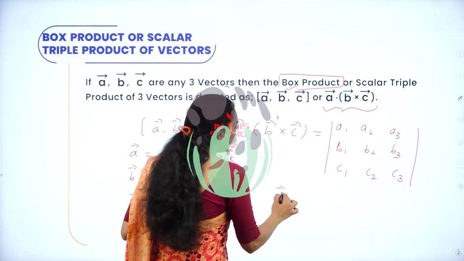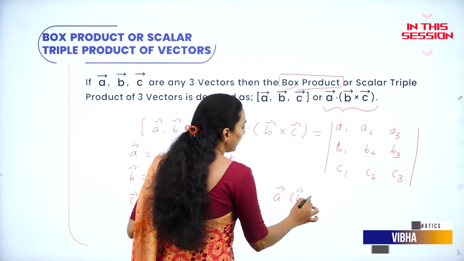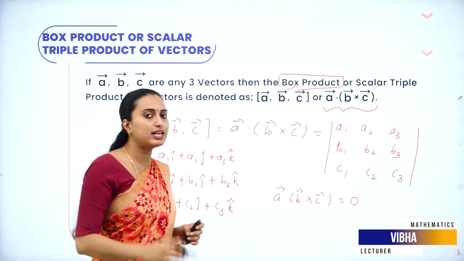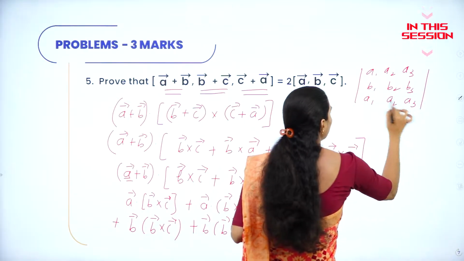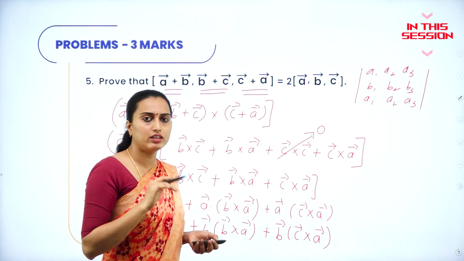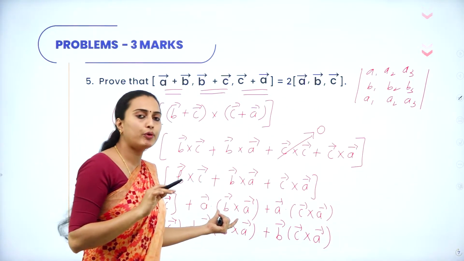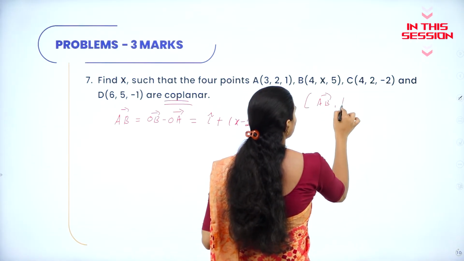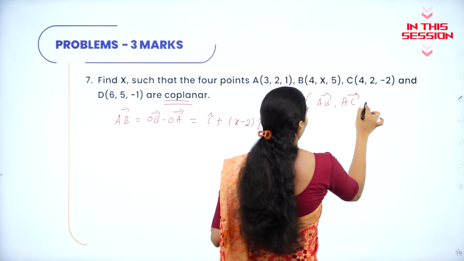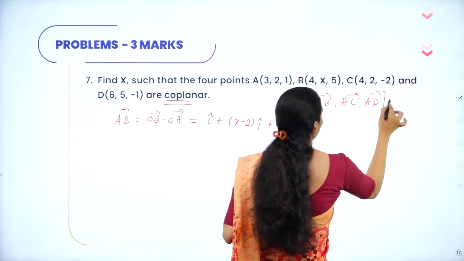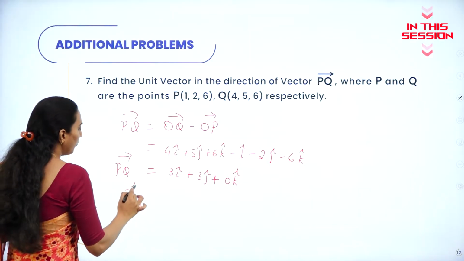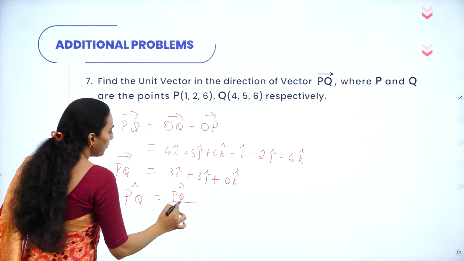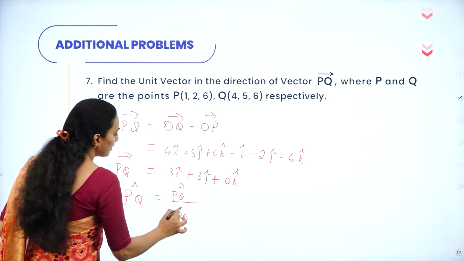Scalar triple product, that is A dot B cross C, whenever equal to 0, is said to be coplanar vectors. If two rows are the same, then the scalar triple product will be equal to 0. AB vector box product of AC and then AD equal to 0. PQ cap is given by PQ vector divided by magnitude of PQ vector.